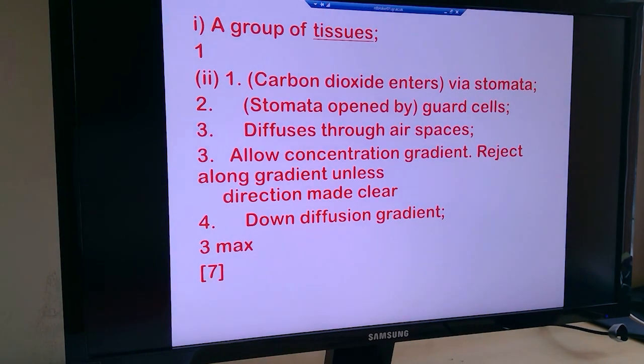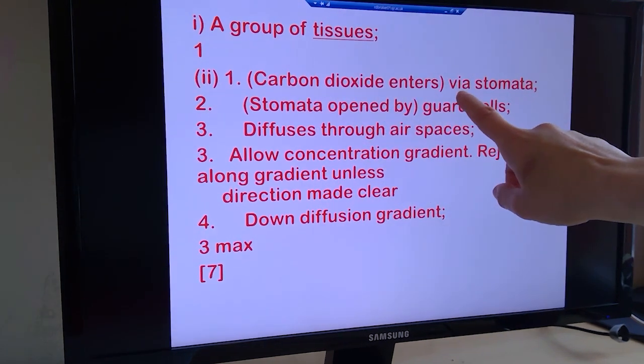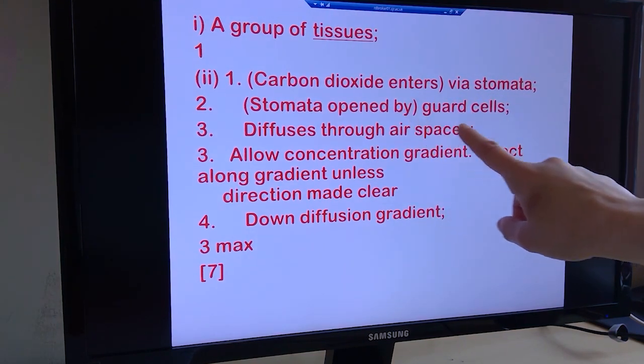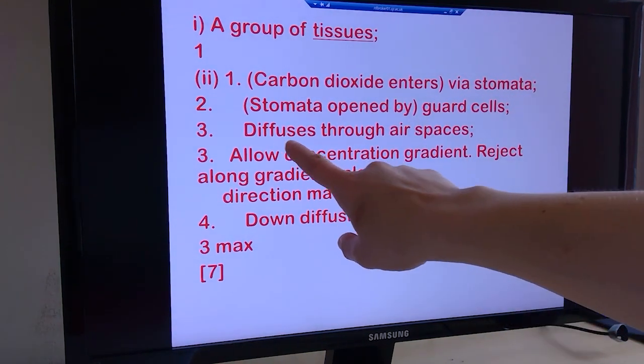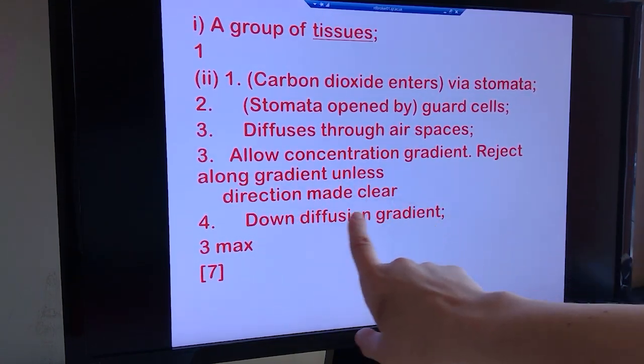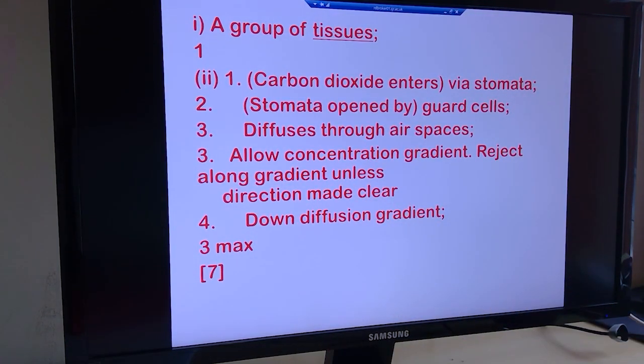Okay, so you can see that there in the mark scheme. So the idea, it was a group of tissues. Carbon dioxide is entering via the stomata. It's an open stomata, so you can talk about that because the guard cells have opened it. It's diffusing through the air space, and a description of concentration gradient, if you like. So it's down a concentration gradient, so saying it's being used by photosynthesis in the cell and therefore is diffusing down a concentration gradient.